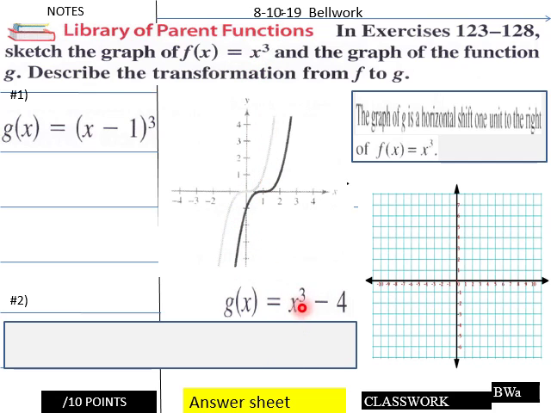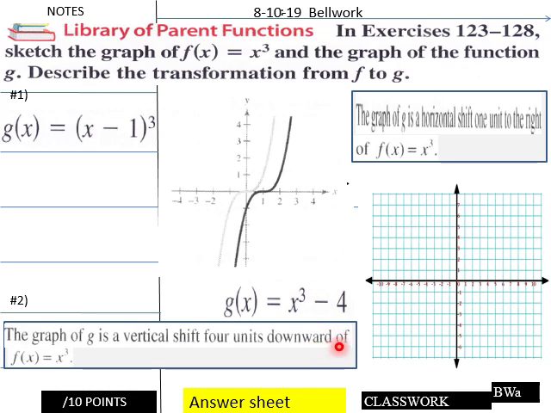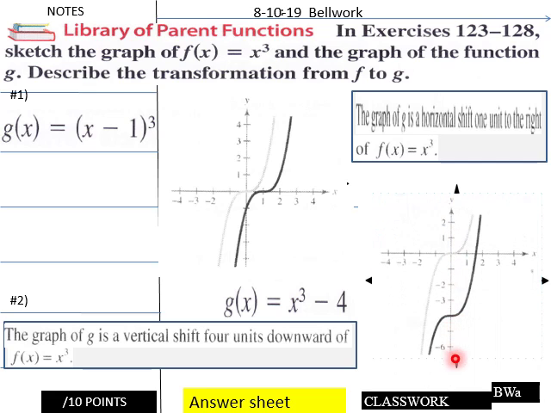Then we have x cubed minus 4. So we're going to move down 4 units here. This is your x cubed here, and then this is x cubed minus 4, so you just shift down 4 units. And then here's your graph for g of x equals x cubed minus 4.